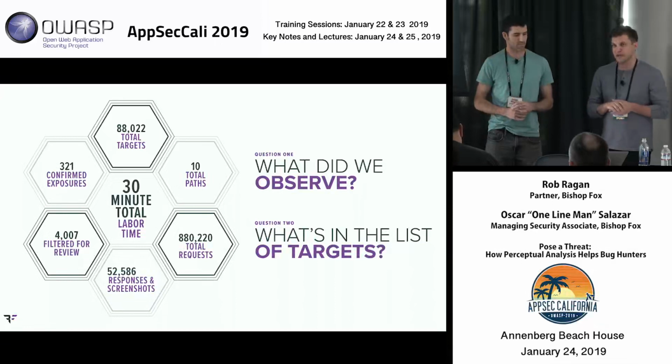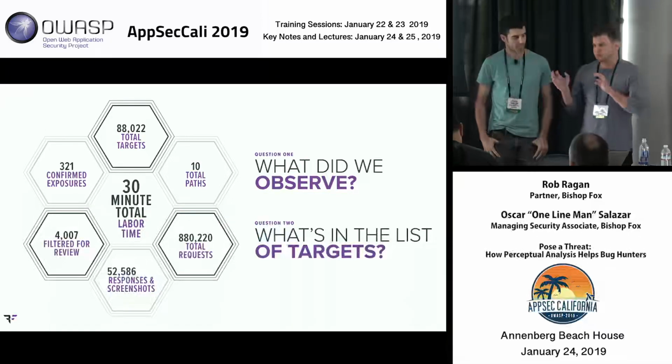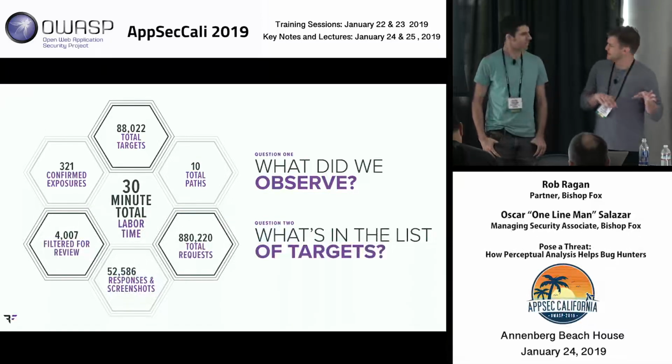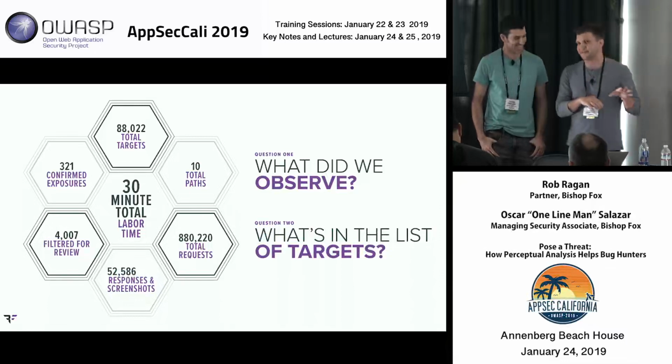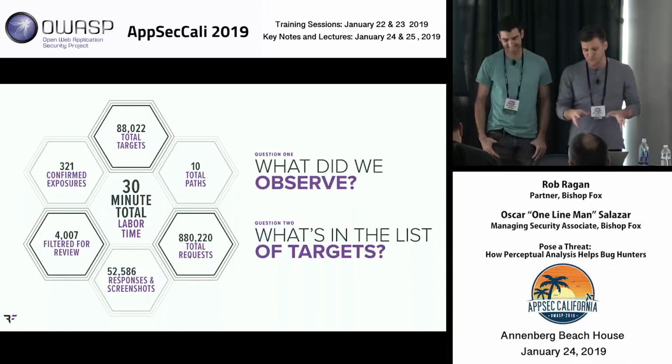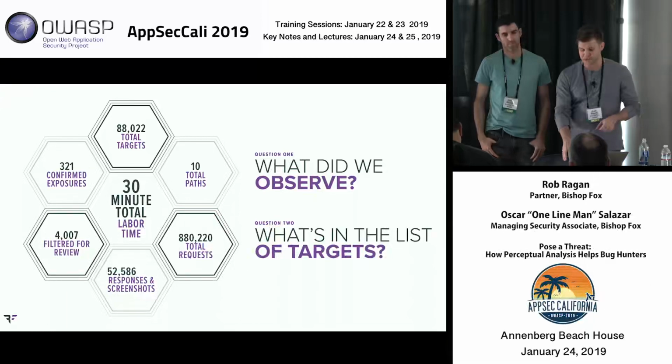Of those, we were able to filter down to 4,000 things that could be interesting. And then ultimately, we found 321 critical exposures. Never mind the 9 months of R&D and engineering effort and all of the research time figuring this out. But all said and done, once we decided to make Elastic Beanstalk our target, it was about 30 minutes to get these exposures.